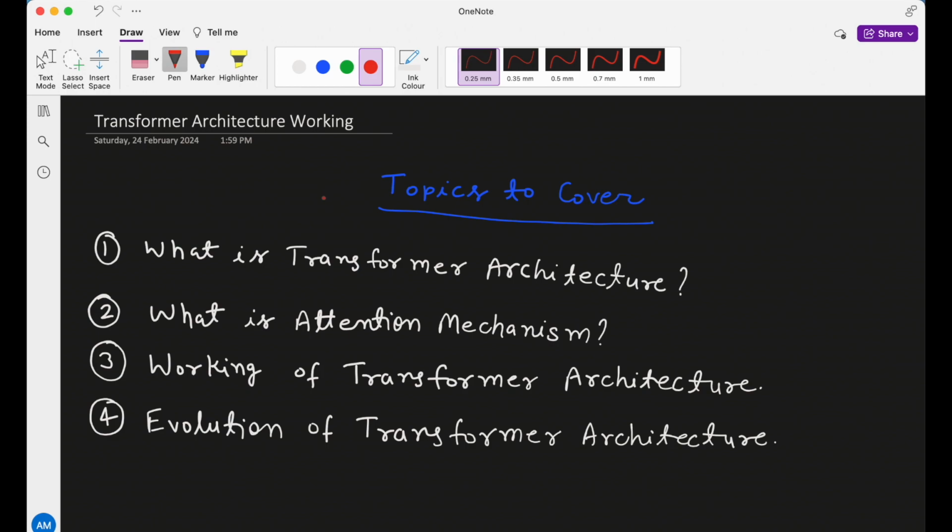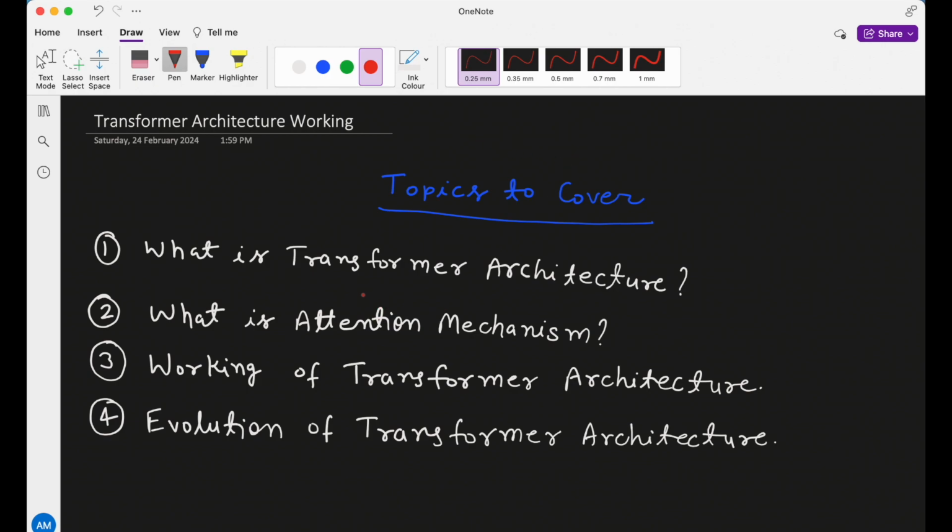In this video, we will see how the transformer architecture works, and we will discuss each of the modules present in a transformer architecture in detail. So let's first discuss what topics we are going to cover in this particular video.